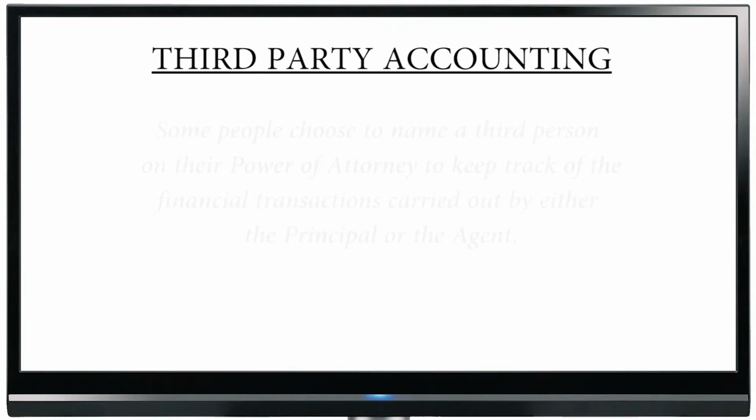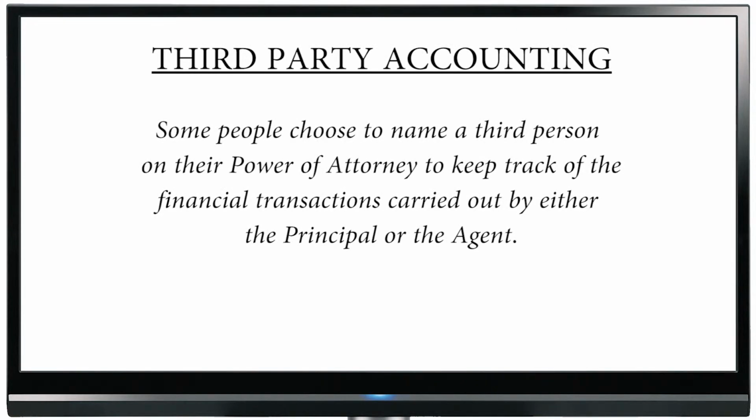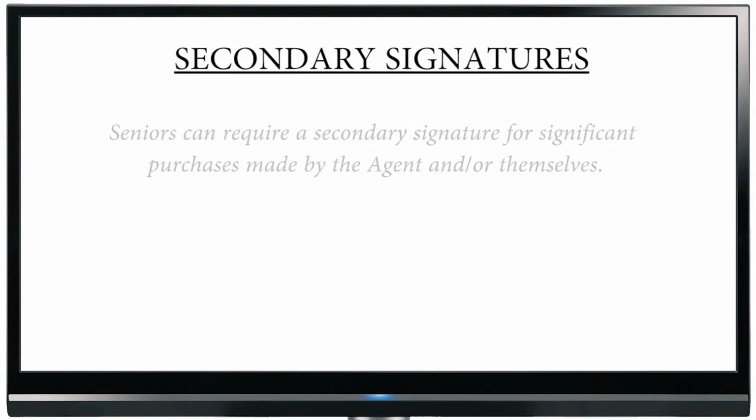Third-party accounting. Some people choose to name a third person on their power of attorney to keep track of the financial transactions carried out by either the principal or the agent. This way, they can identify unusual purchases or spending habits of both the agent, in case of financial exploitation, and the principal, in case they have been scammed or are losing capacity. Online banking is often an easy way for a third party to access the principal's accounts. But if it is not available, permissions can be sought from the principal's financial institutions in order to allow the sharing of financial information.